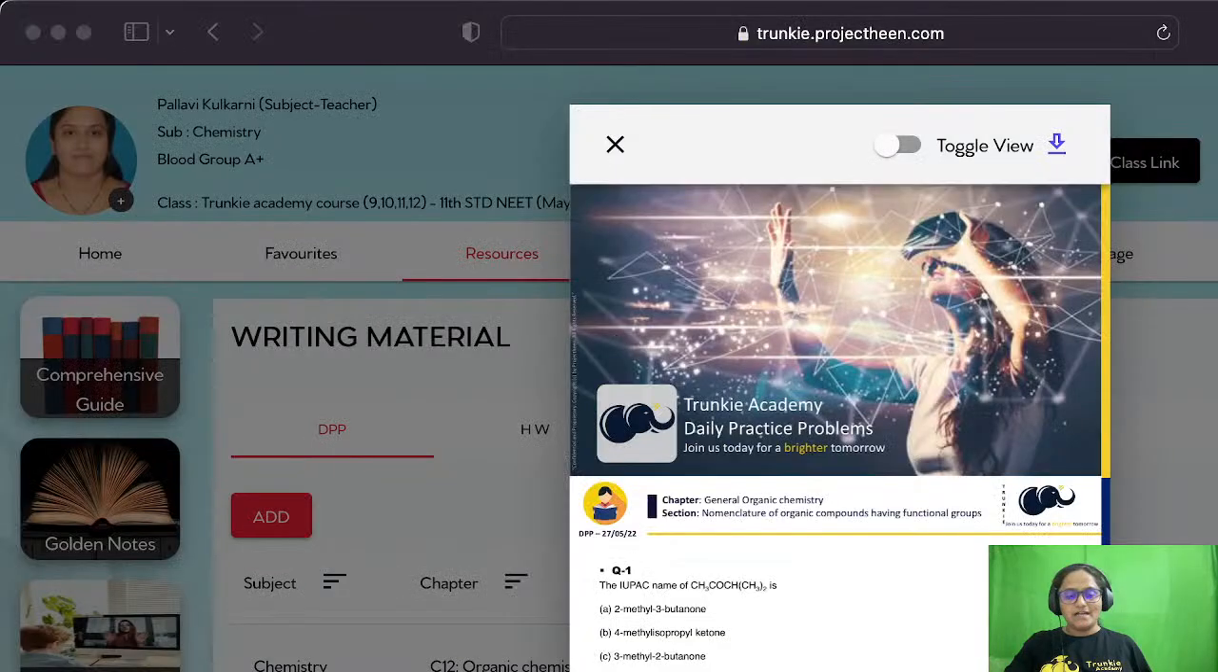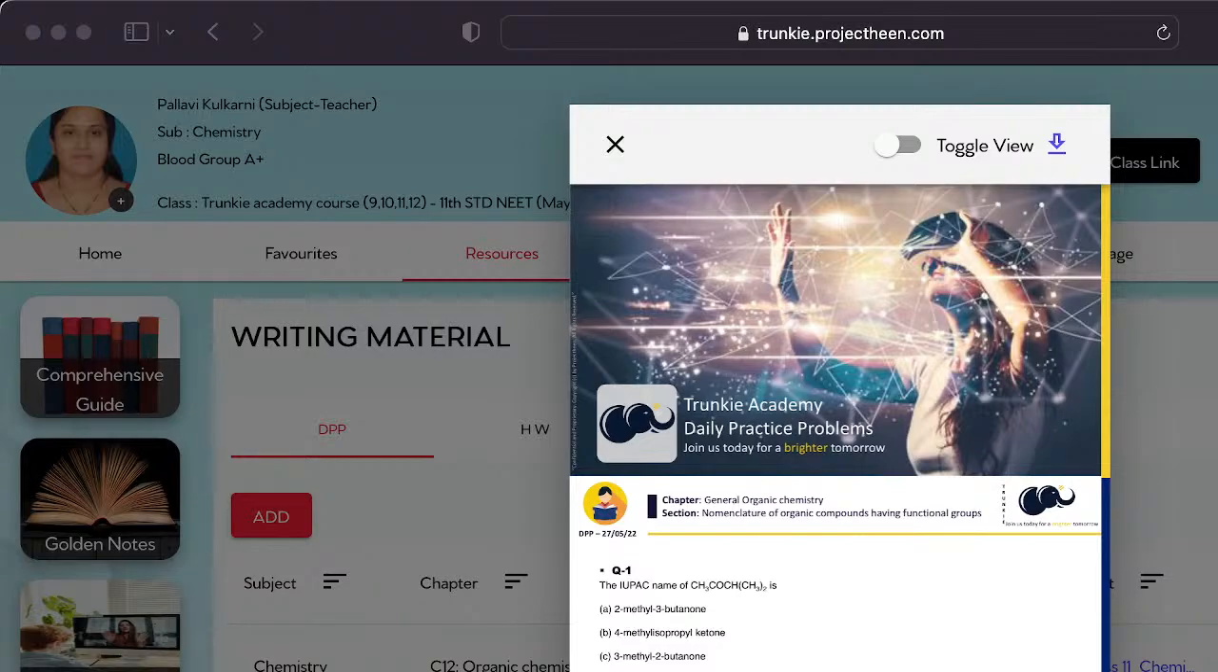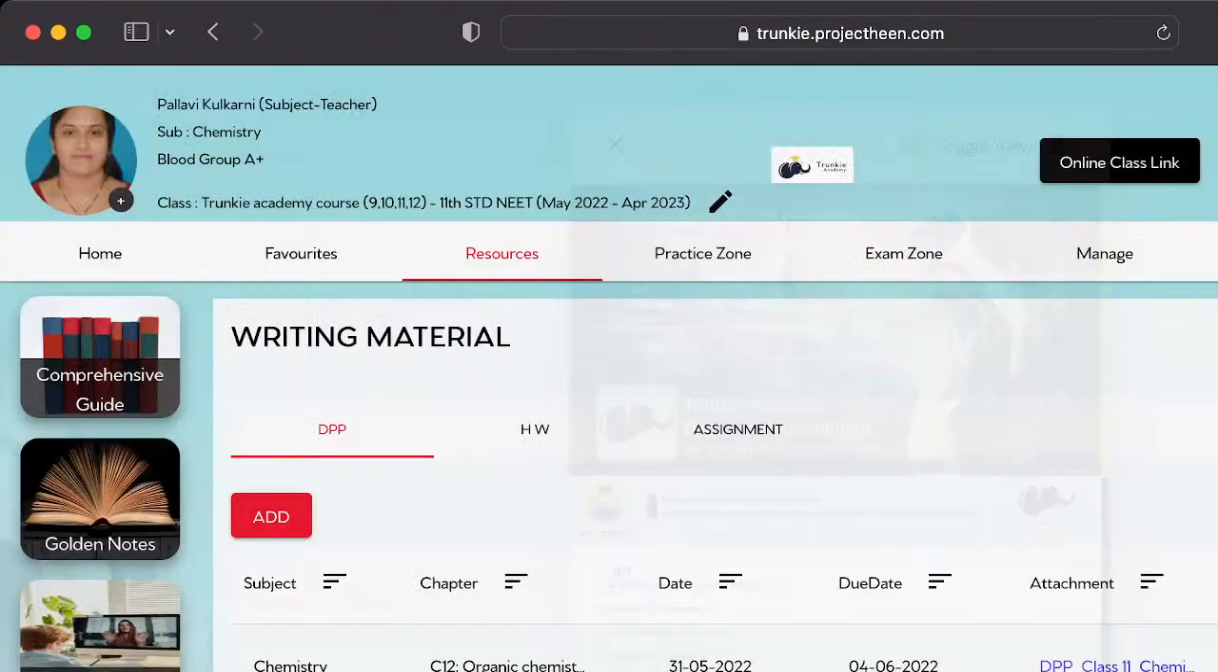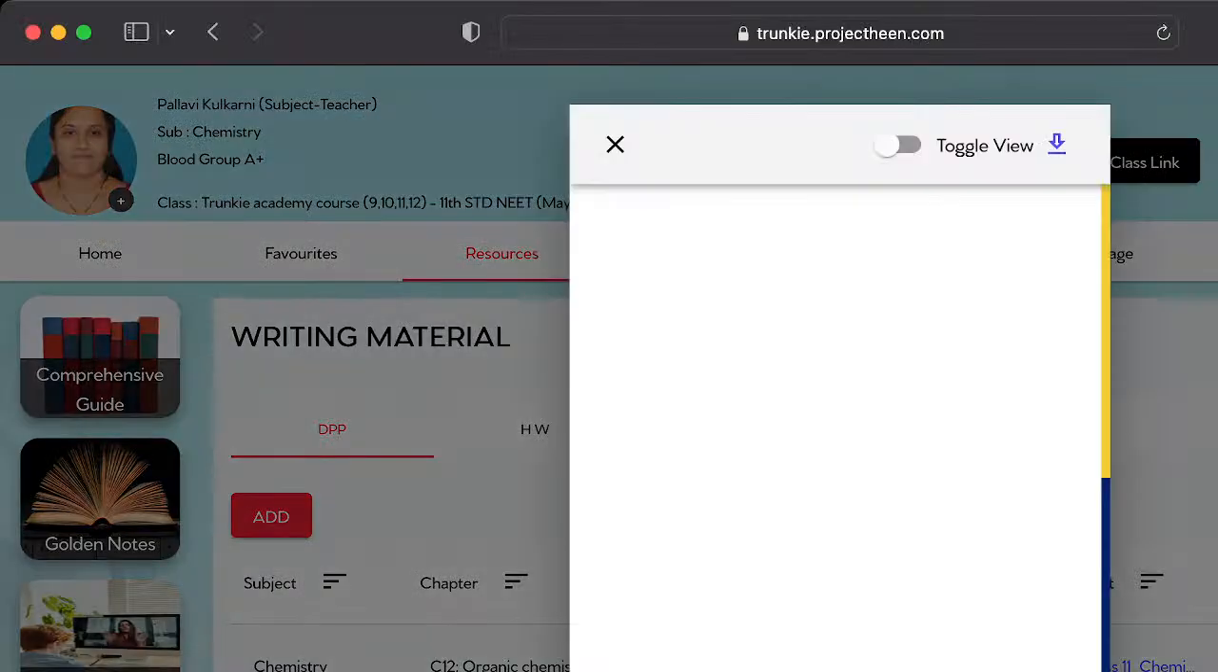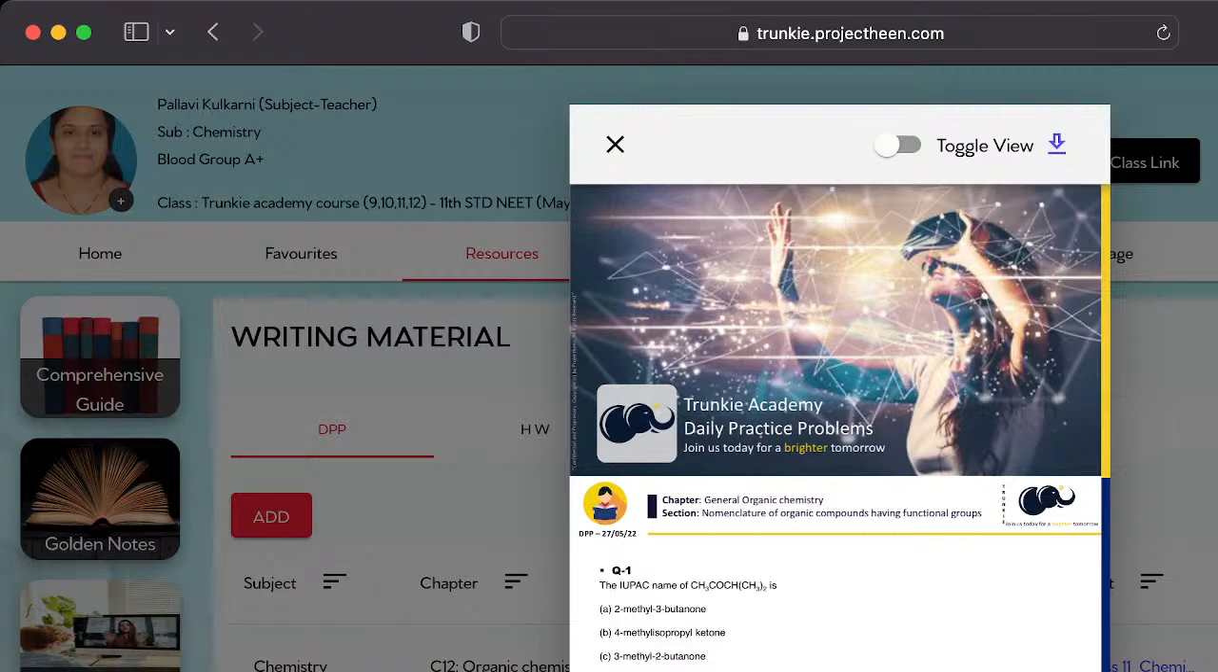Before ending the class, let me just show you the DPP, that is the daily practice problem. I hope you are able to see the portal. This is the teacher's portal. Go to the resources, then to the writing material, and then you can see the DPP. You can open it or download it. Write down the solutions on paper or in your notebook, take a photograph of it, and upload that photograph on your portal, so that the teacher will evaluate it and let you know the suggestions and corrections wherever required.